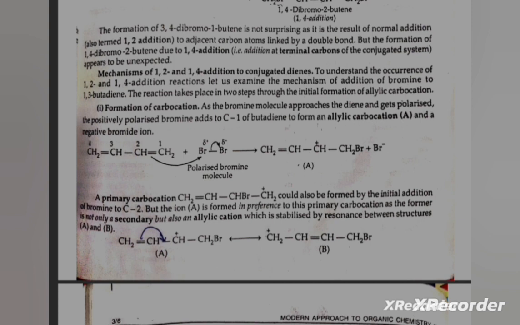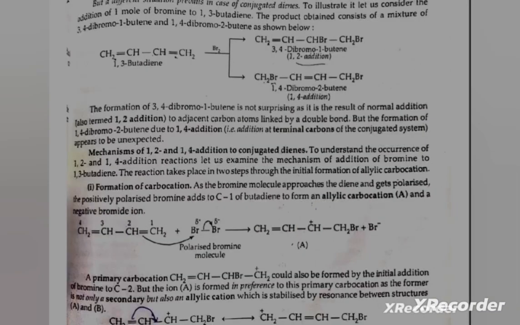Mechanism of 1,2 and 1,4 addition to conjugated dienes. To understand the occurrence of 1,2 and 1,4 addition reactions, let us examine the mechanism of addition of bromine to 1,3-butadiene. The reaction takes place in two steps through the initial formation of an allylic carbocation. First, the formation of carbocation.